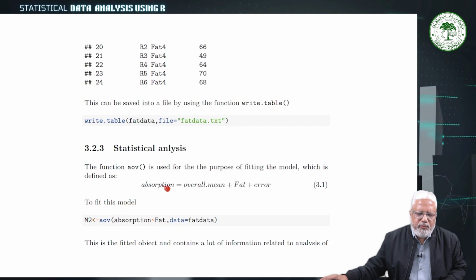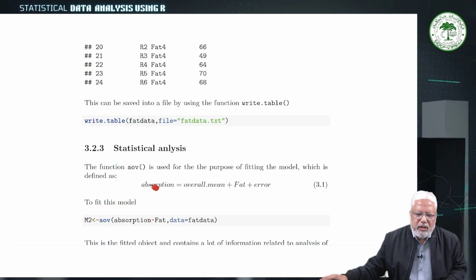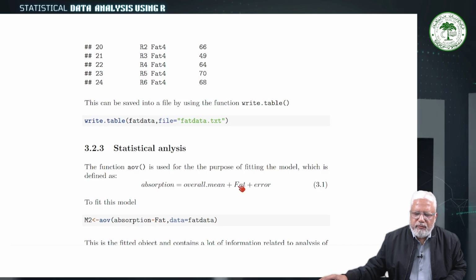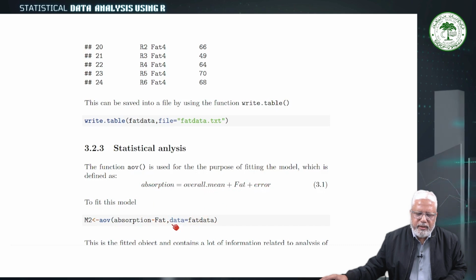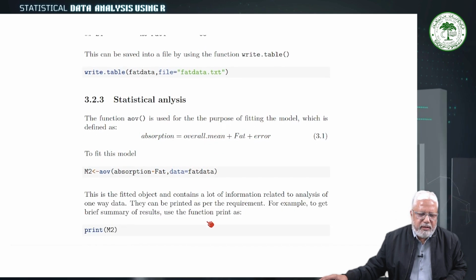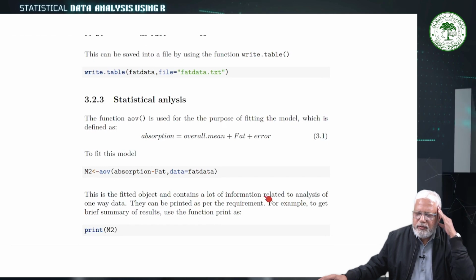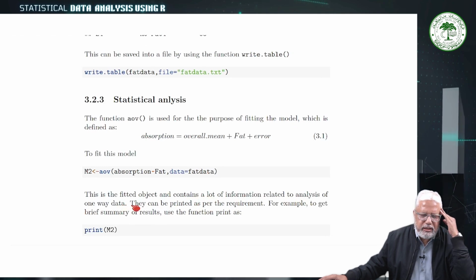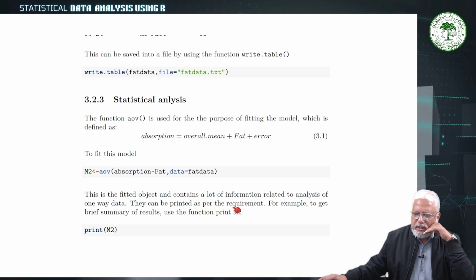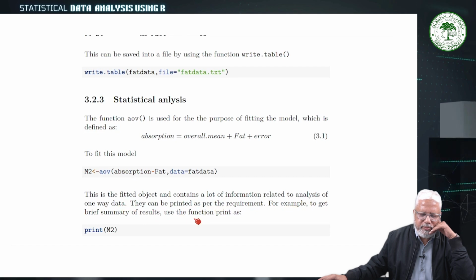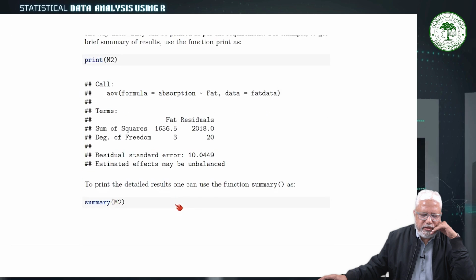So this model could be fitted as M2 is equal to aov, analysis of variance, absorption modeled as a function of fat, because the other terms are not depicted in the model. So data is equal to fat data. This is the fitted object and contains a lot of information related to the analysis of one-way data. They can be printed as per the requirement. For example, to get a brief summary of the results, print M2.